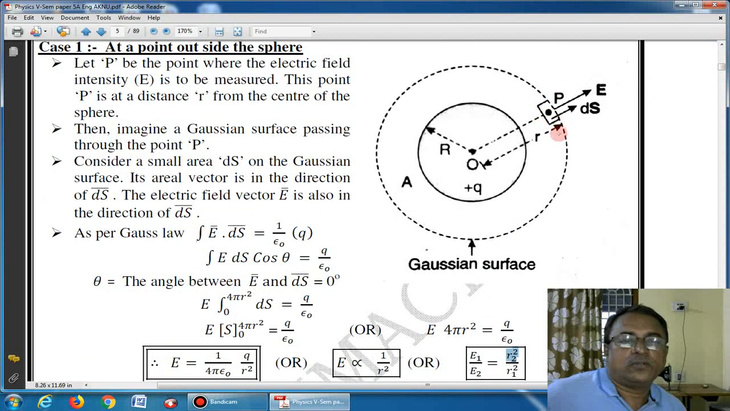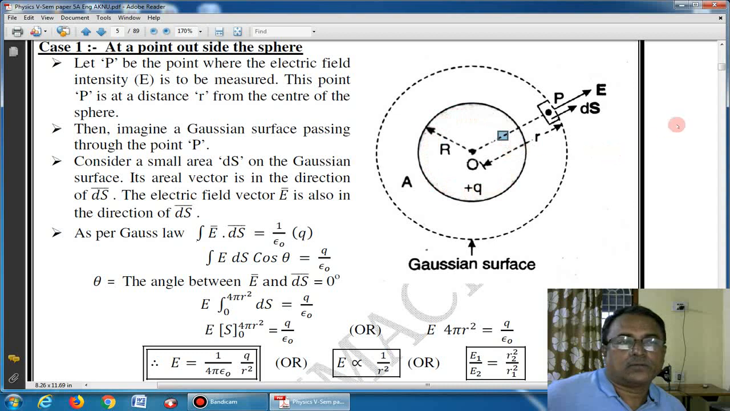Next we will go to case 2, when the point is taken on the surface of the sphere, and the third case is when the point is taken inside the sphere. So in the three cases, in the first case we drew the expression for electric field intensity outside the sphere, and in the second case we will draw the expression for the electric field intensity on the surface of the sphere. In the third case we will find the electric field intensity within the sphere.